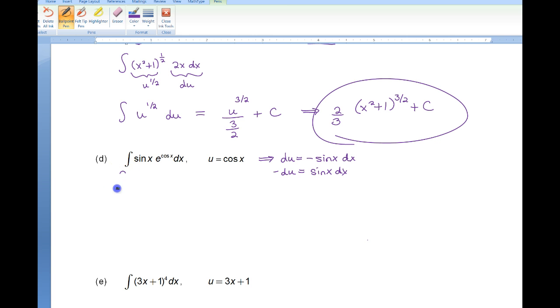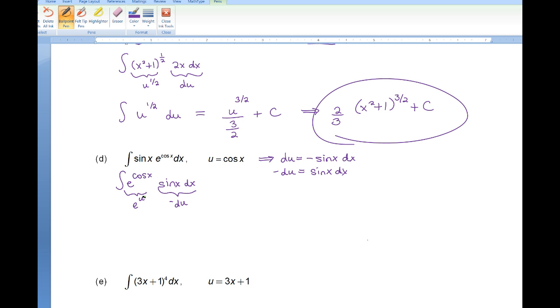Let me just rewrite this. So I have e to the cosine x. I'm going to move the sine x next to the dx. This step is not necessary, but I'll do this because I know it's easier for you guys to see. So this sine x dx is going to get replaced with a negative du. Does that make sense? And e to the cosine x is actually just going to look like e to the u. Remember, we're getting rid of the x's.